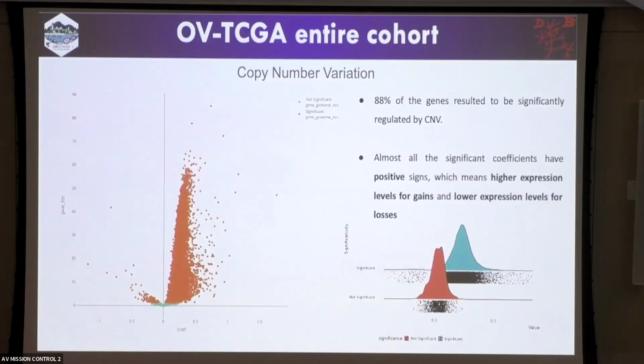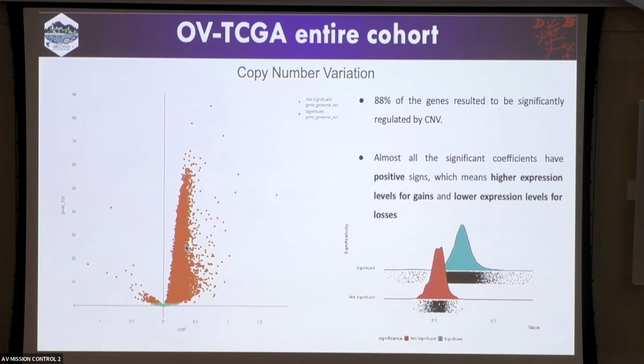So this is just a case study to give you an example. All the plots that we are going to see are available in the Shiny app. This is the TCGA cohort for ovarian cancer. As you can see, these are the results regarding the copy number variations integration. We found that almost 90% of genes have a significant correlation between the copy number variations and the gene expression. And the most interesting thing is that almost every parameter that is significant is actually positive.